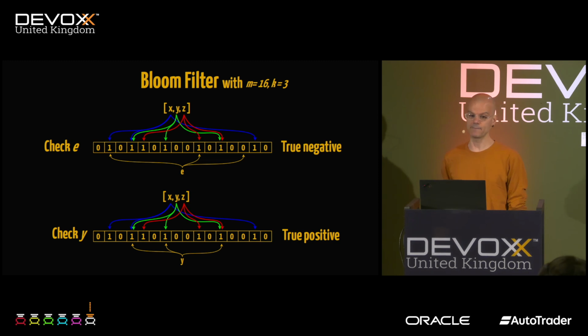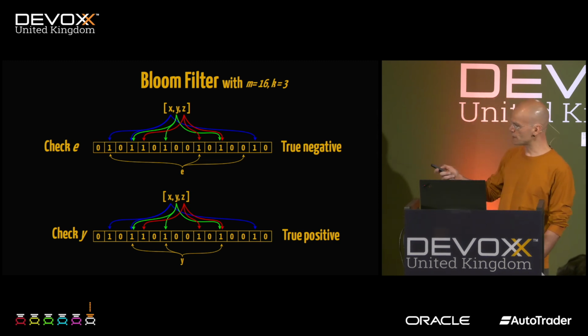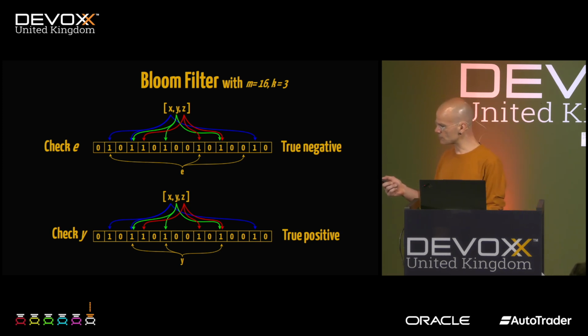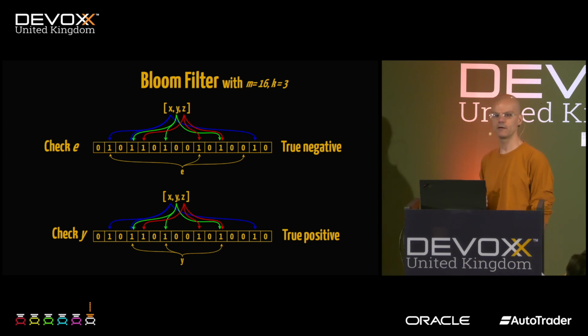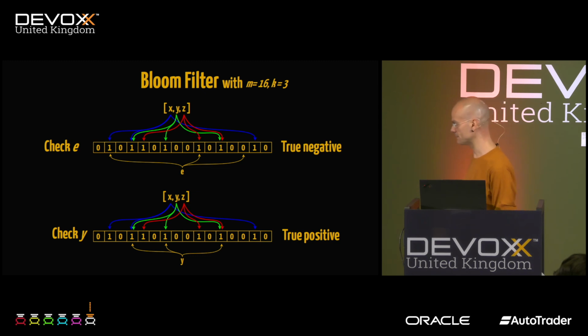Then we check y. Y is one of the elements that we set, and we check if all the indexes mapped by the hash functions are set to 1. And this is true, because if we check the positions there, we see that they all map to a 1 value, meaning that they are all set, the condition is met, and so the Bloom filter will return true, because it thinks that y belongs to the set.